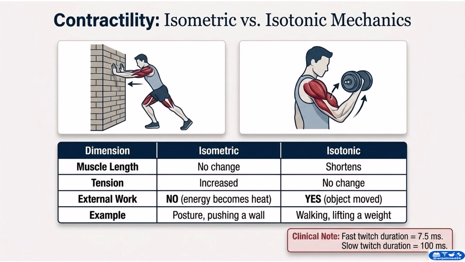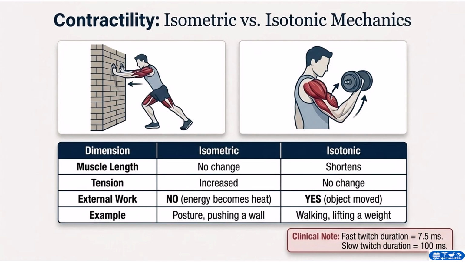Now, let's look at the isotonic contraction. In isotonic contraction, the muscle shortens while lifting or moving an object. Here, the muscle length decreases while the tension remains relatively constant. Because movement occurs, external work is performed. Examples include walking, lifting weights, or climbing stairs.